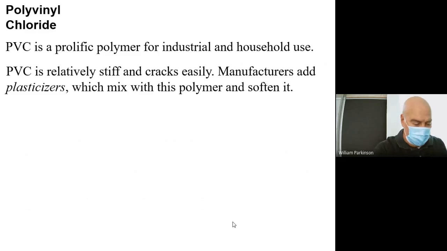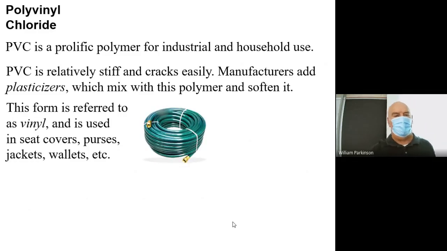And when they put plasticizers into PVC, it changes it into what we call vinyl. So a garden hose is also made out of PVC, just like a water pipe or a lawn chair might be made out of PVC. Of course, though, the characteristics of the garden hose are quite different than the characteristics of the lawn chair or the water pipe.